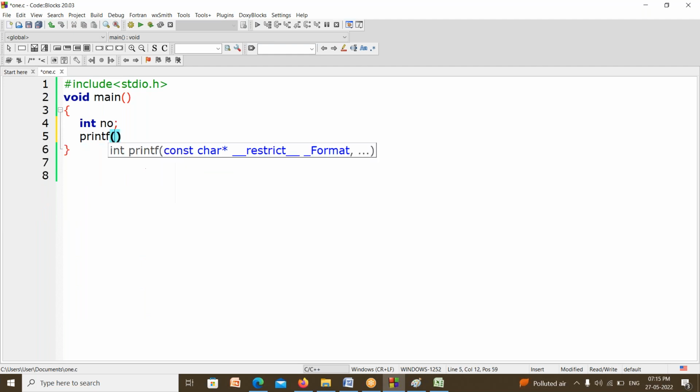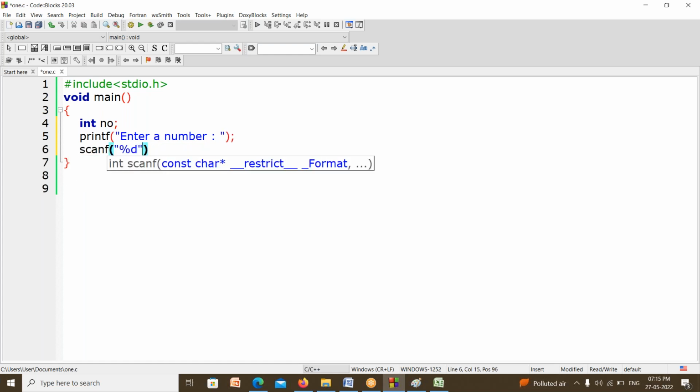How to read a number? printf and scanf. Enter a number. scanf percentage d comma ampersand number. Now you have a number. Now what to do? We have to test that number, whether it is odd or even. To test, you have to use the if condition. What do we have to test? You have to test the number. So how do we say whether it is odd or even?